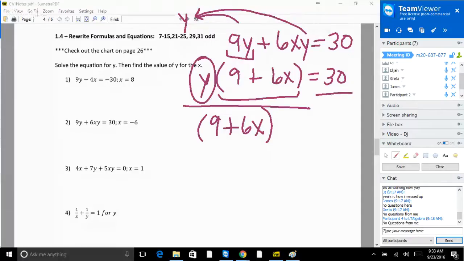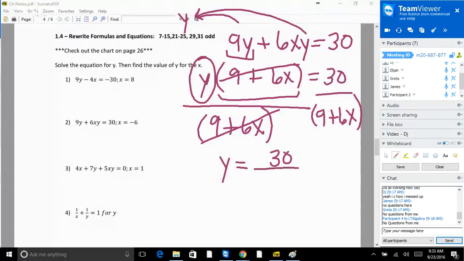But if I do that to the left side, I've got to do that to the right side, right? So right now, it's y times the stuff in the parentheses divided by the stuff in the parentheses. The stuff in the parentheses is important, but by dividing by it, I'm able to cross it off, and I am left with y equals 30 over 9 plus 6x.